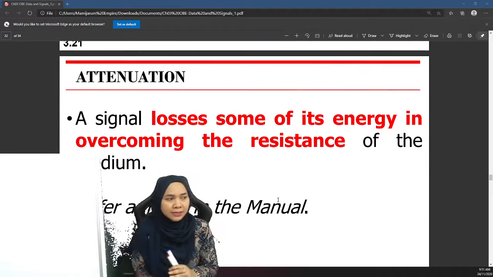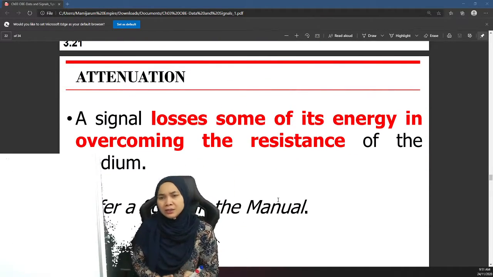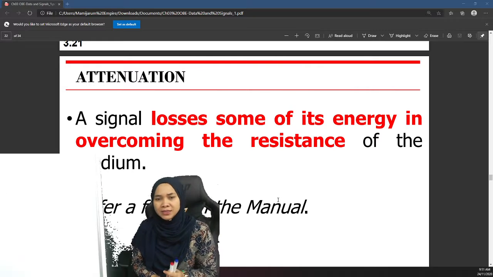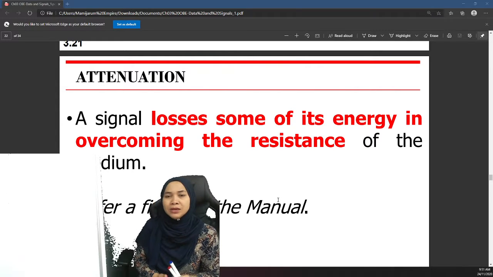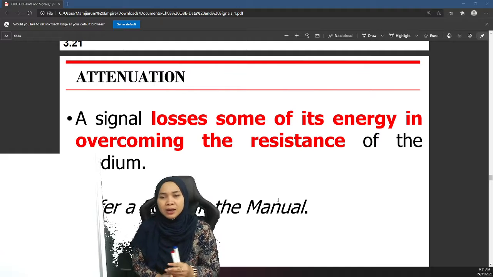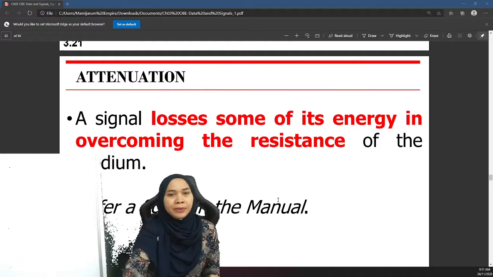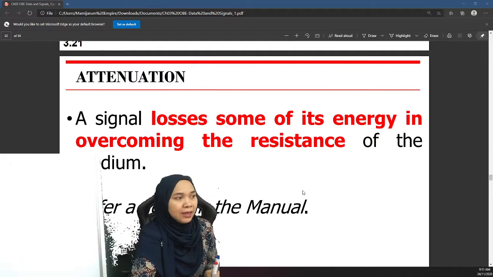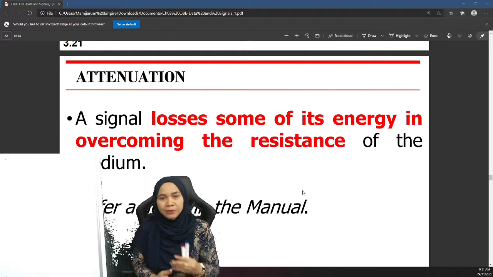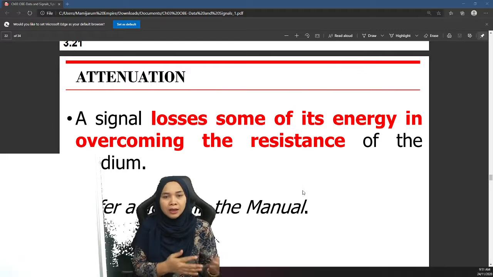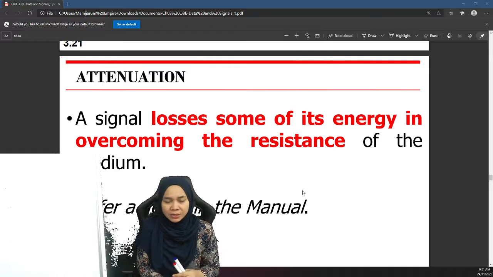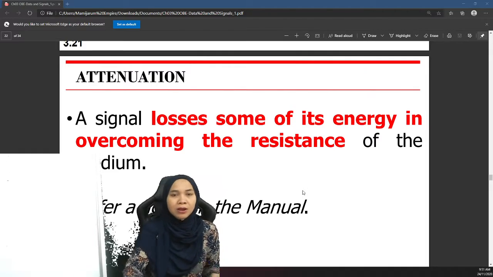Again, this is attenuation. The signal loses some of its energy in overcoming the resistance of the medium, so there is loss of energy when the signal travels from the sender to the receiver side. We can solve the attenuation problem by having an amplifier to amplify back the signal. Sometimes it happens because the signal travels far from the sender to the receiver, and this is what we call loss of energy.